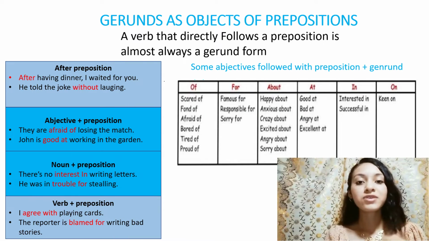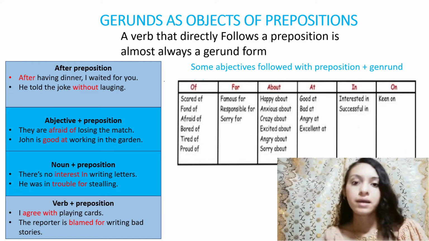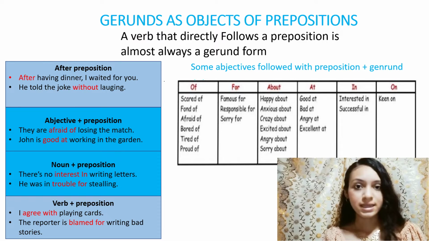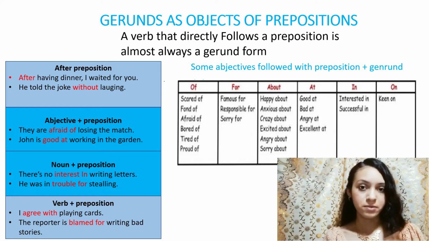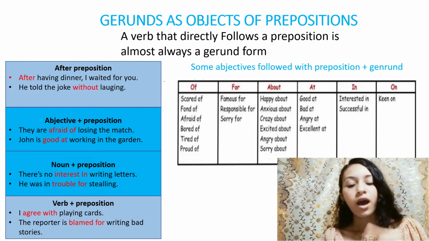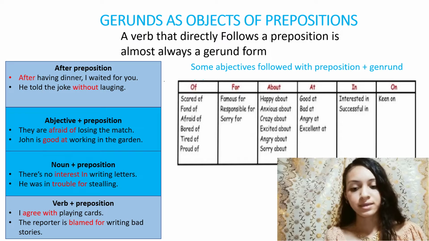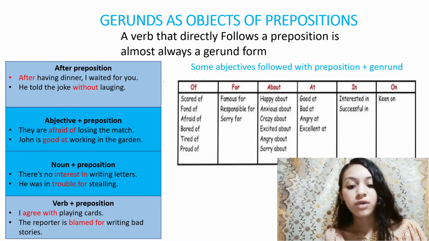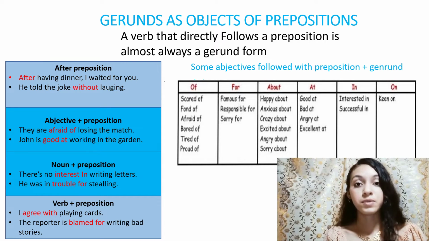Now I'm going to explain how to use gerunds as an object of a preposition. As you know, gerunds are verbs that end in ing form, but function as a noun. Many sentences can include a gerund, but in this case a gerund can function as an object of a preposition. Take a look at these examples. After a preposition, we have two examples. After having dinner, I waited for you. In this case, after is a preposition, and it comes with a gerund, having. Another example, he told a joke without laughing. Without is a preposition, and it comes with a gerund, laughing.